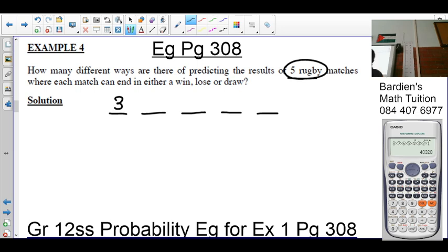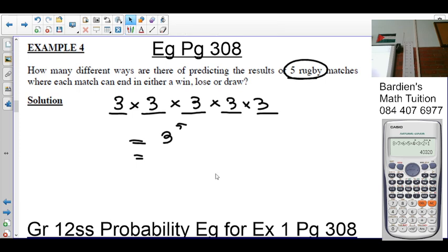If they win the first game, can they win the second game? Yes. So how many outcomes are here? 3. And then? 3. And then? 3. So in other words, it's going to be 3 to the exponent 5, and 3 to the exponent 5 is 243. Okay? So that you should be able to do.